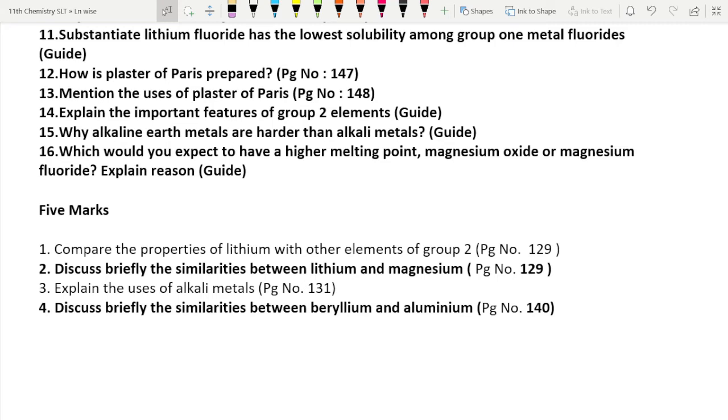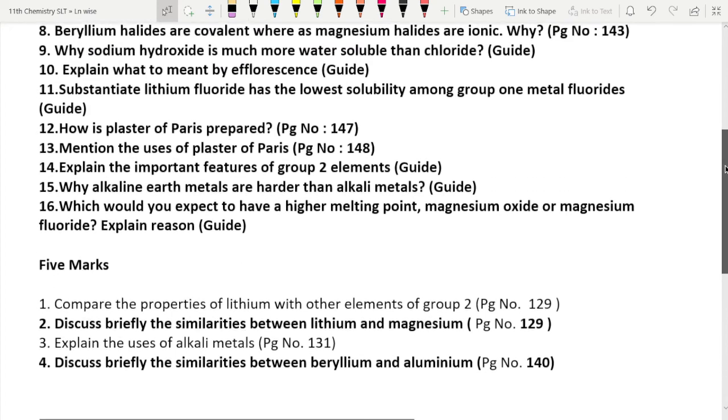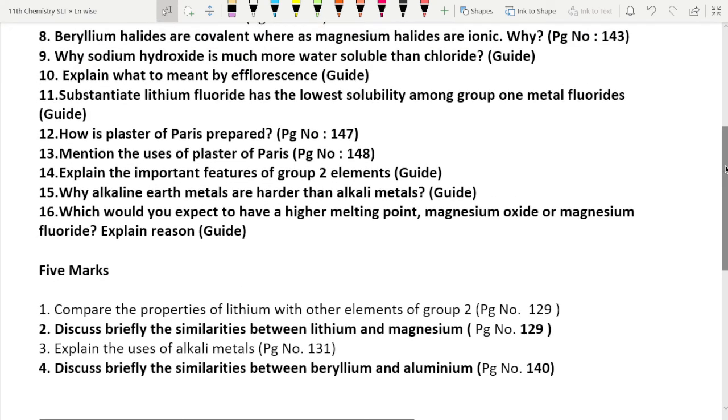Discuss briefly the similarities between beryllium and aluminium. It is on page number 140. So these are the 5 marks. So this is lesson number 5, the important questions are done. Let's see lesson number 6 in the next video.